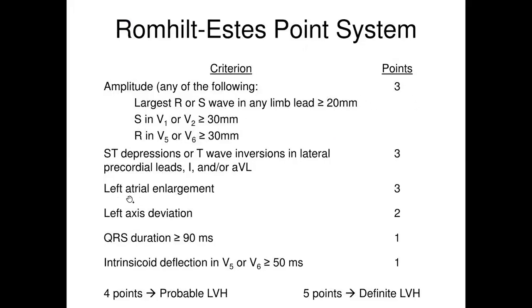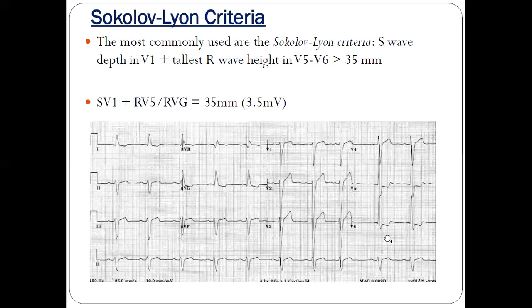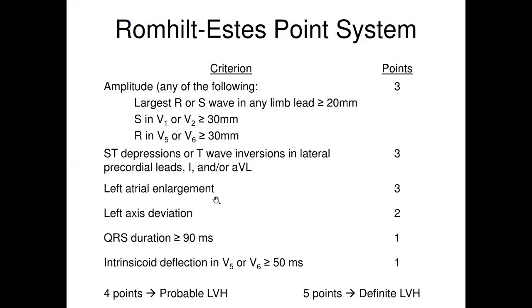The second thing is if there is associated left atrial enlargement, we give 3 points. If there are ST depressions or T wave inversions in any of the lateral leads, which include V5 and V6, you can see here ST depressions with T inversions in V5 and V6. That gets 3 points. If any left atrial enlargement is present, it's given 3 points.